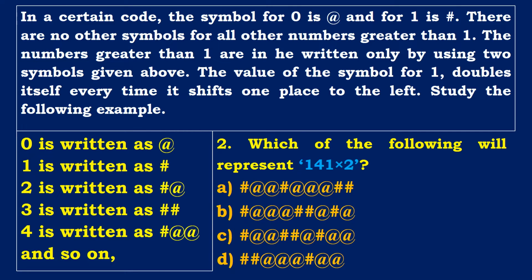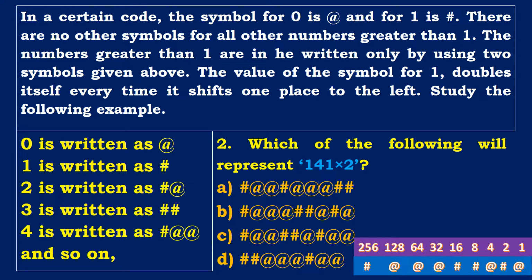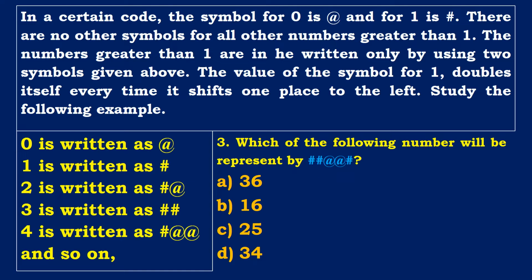2. Which of the following will represent 141 into 2? The number 141 into 2, or 282, is formed by adding 256, 16, 8, and 2. The binary code for this is 100011010. The symbol for 0 is at, and for 1 is hash. As a result, the symbol for the number 141 into 2 is hash at at at hash hash at hash at, which corresponds to option B.